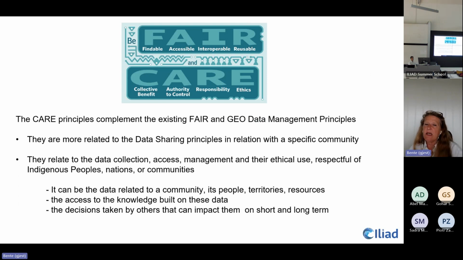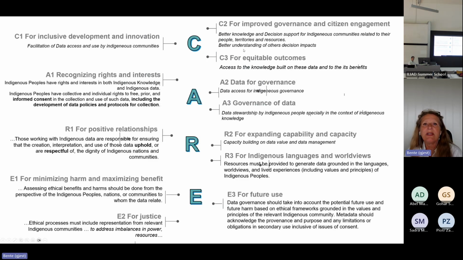And last but not least, I wanted to talk about the CARE principles. The CARE principles were developed by the indigenous community, and they complement the other principles, and they are related more to a specific community. They concern data collection, access management, and their ethical use and respect of the indigenous people, nations, and community. So I will go quickly. I'm looking at the time, so I will go a little bit faster here.